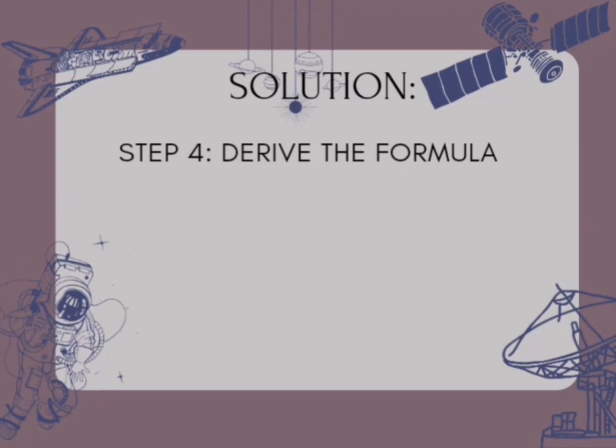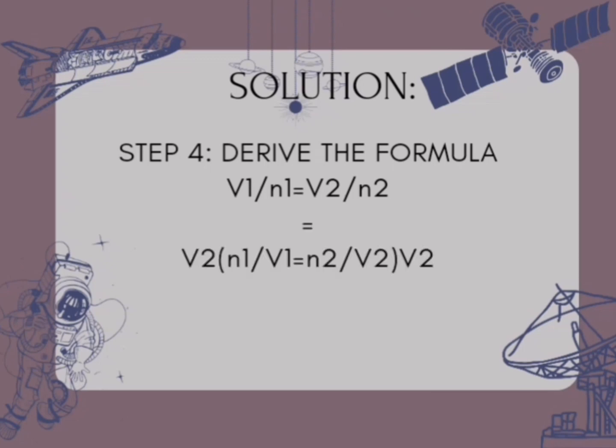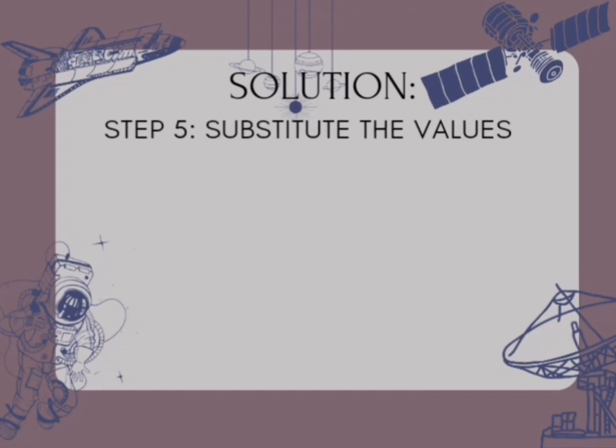In deriving Avogadro's law formula, we have N1V2 equals N2V1. In our problem, we are looking for N2. To find N2, we need to derive the formula by multiplying V2 on both sides so we can cancel out the same units, and only N2 will be left on the other side of the equation. Step 5. Substitute the values.